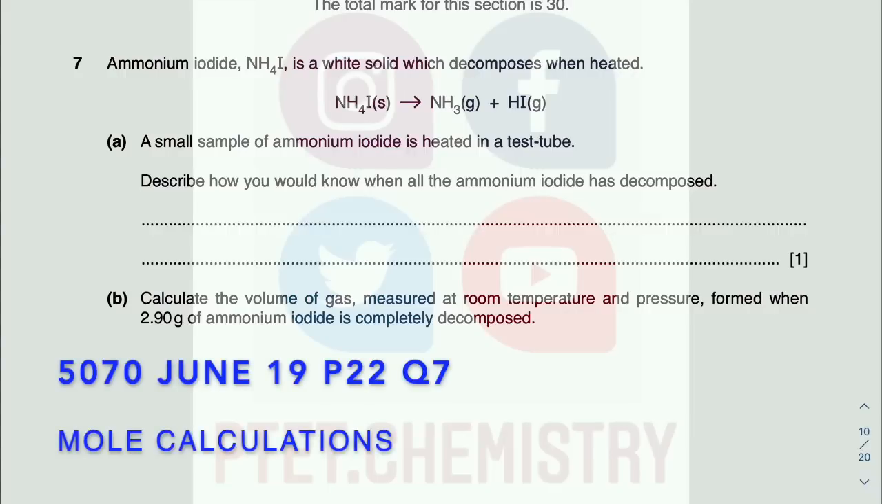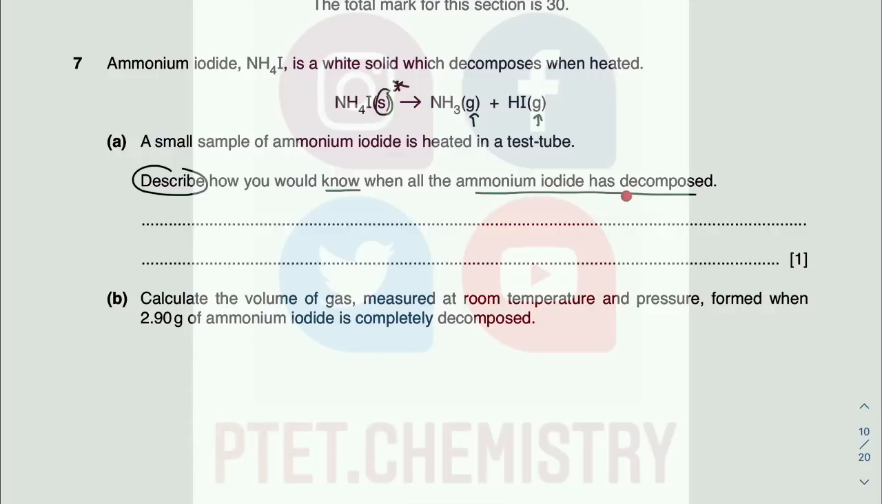Right. Next bit. Describe how you would know when all the ammonium iodide has decomposed. This is a gas. This is a gas. This is a solid. So if you still have a little bit of solid, that means it is still decomposing. But if everything turns to the product already, this gas will have escaped. That means there's no more solid.